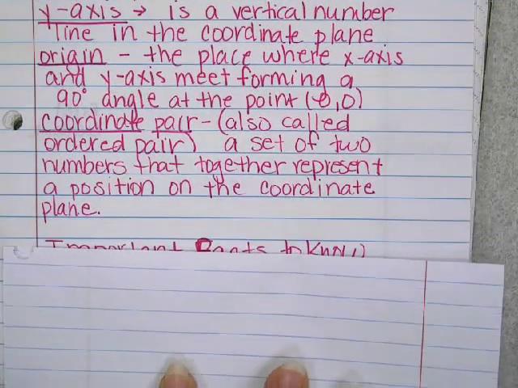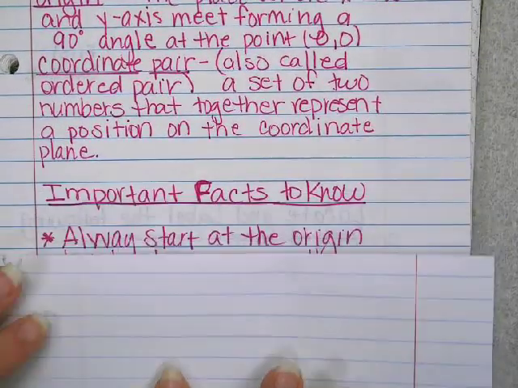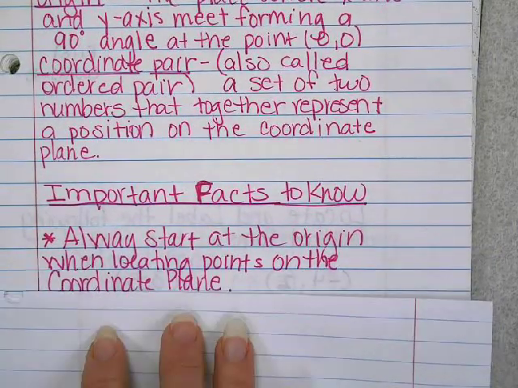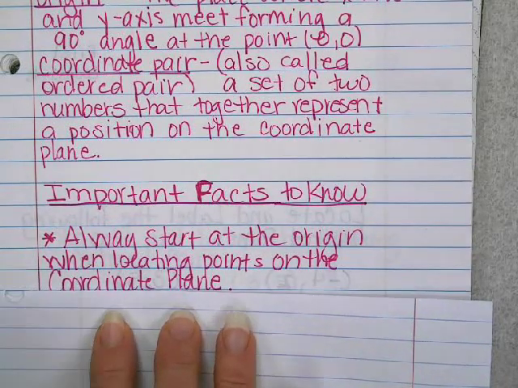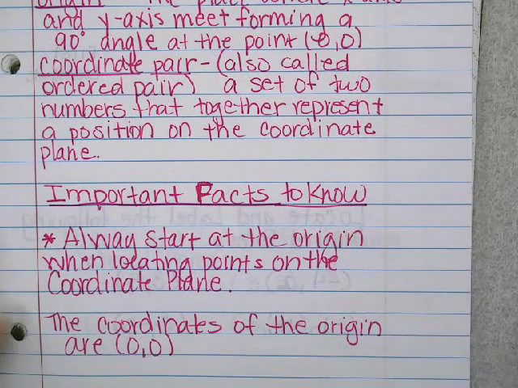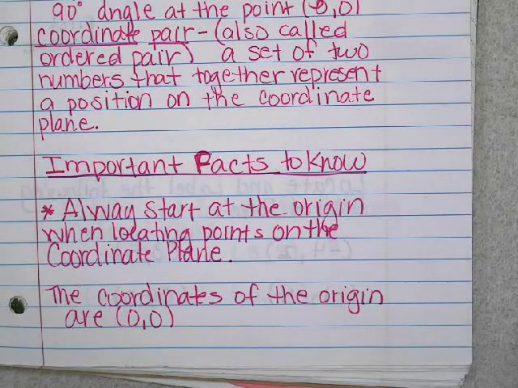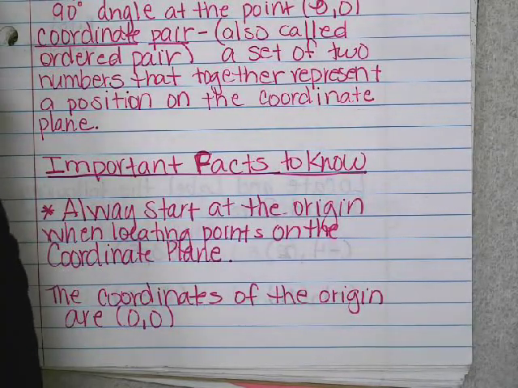And then just a couple of important facts to know about finding points on the coordinate plane. One is that you always start at the origin when locating points on the coordinate plane. So you find that 0, 0, you find that middle point, and you always start there when you're locating points on the coordinate plane. And then also that the coordinates of the origin are 0, 0. That's also something just to make sure that you know. When you finish these notes, then we will be working in your math book at lesson 15.